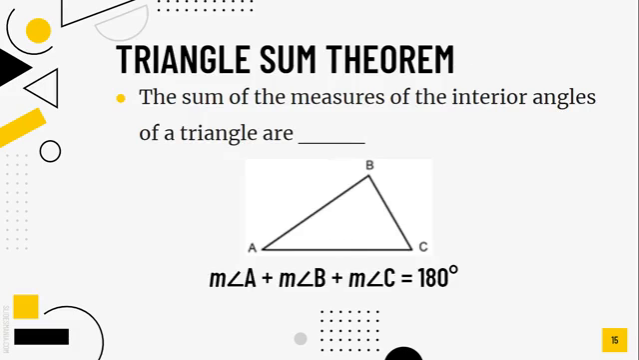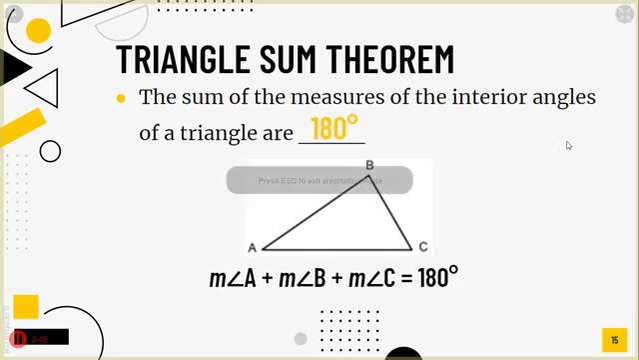So what do we know about the angles in a triangle? Well, our first theorem that we're going to talk about is the triangle sum theorem. So we're talking about the triangle, and sum means that we're adding. And so the sum of the measures of the interior angles. If I add all the angles that are inside my triangle, they will always add up to be 180 degrees. So if I take the measure of angle A, I add it to the measure of angle B, and then I add it to the measure of angle C, all three of those angles should always add up to be 180 degrees.